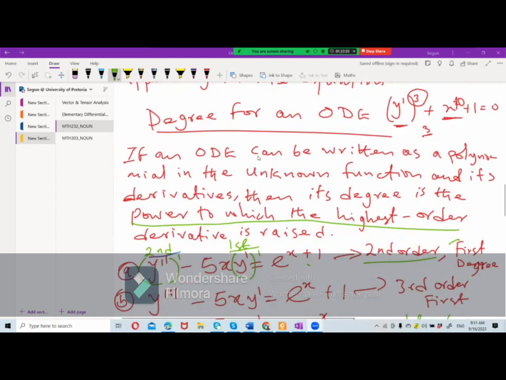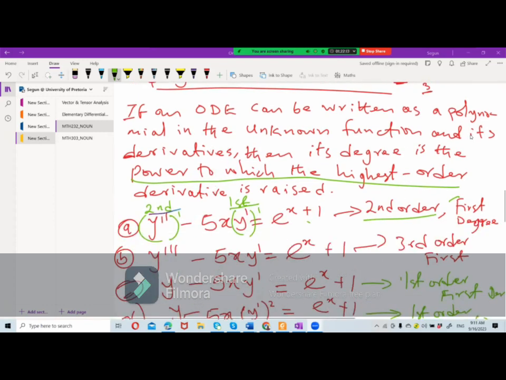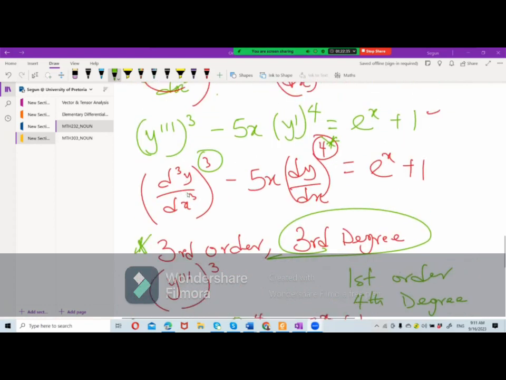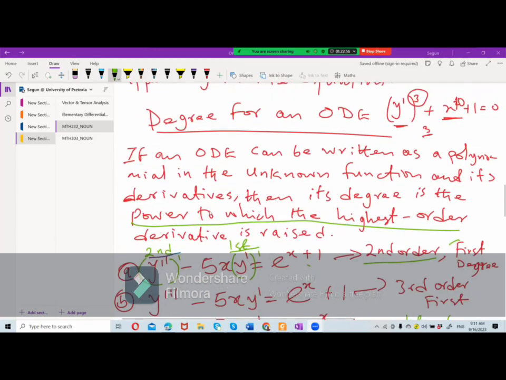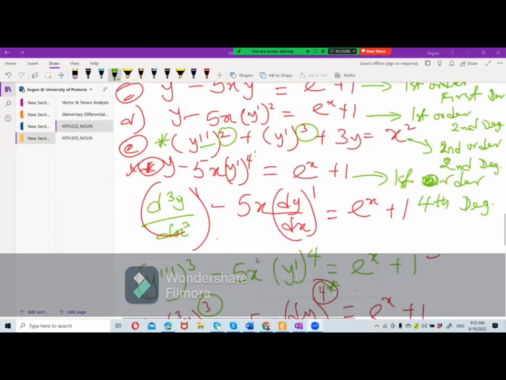Now, do you not believe the statement here that says after you have a polynomial, polynomial means raised to power 3, raised to power 4, raised to power 5, right? They now said the degree is the power to which the highest order derivative is raised. Now, if you look at this, we have y prime prime prime in three places, and we have y prime. Which one is the highest order? Sir, it's y prime prime prime. Good. And y prime prime prime is the highest order. Based on this definition, what is the power to which it is raised?